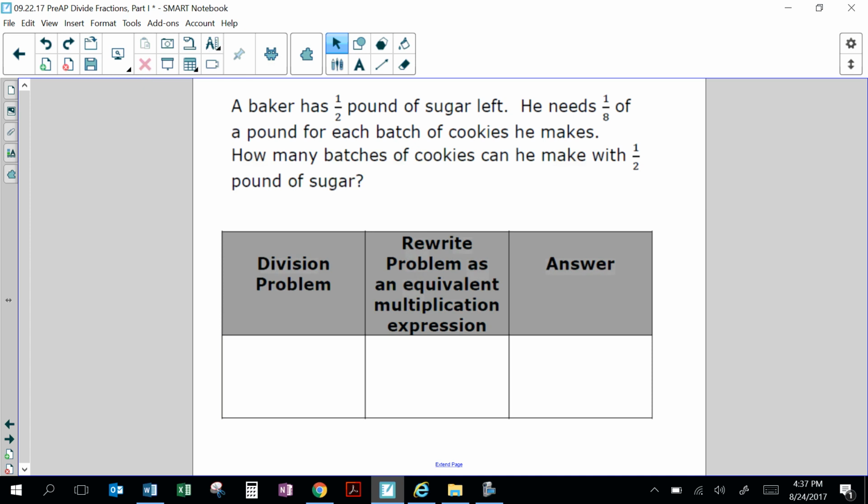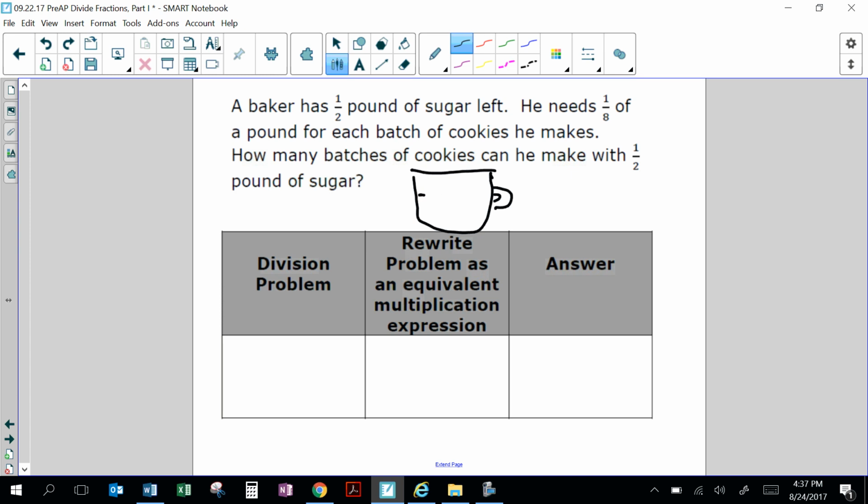A baker has half a pound of sugar left. He needs 1/8 of a pound for each batch of cookies he makes. How many batches of cookies can he make with 1/2 pound of sugar? So here is a visual for those who are visual. Here's a measuring cup. Here's half a cup of sugar. He needs 1/8, so this is 1/8. He needs that to make a batch of cookies.